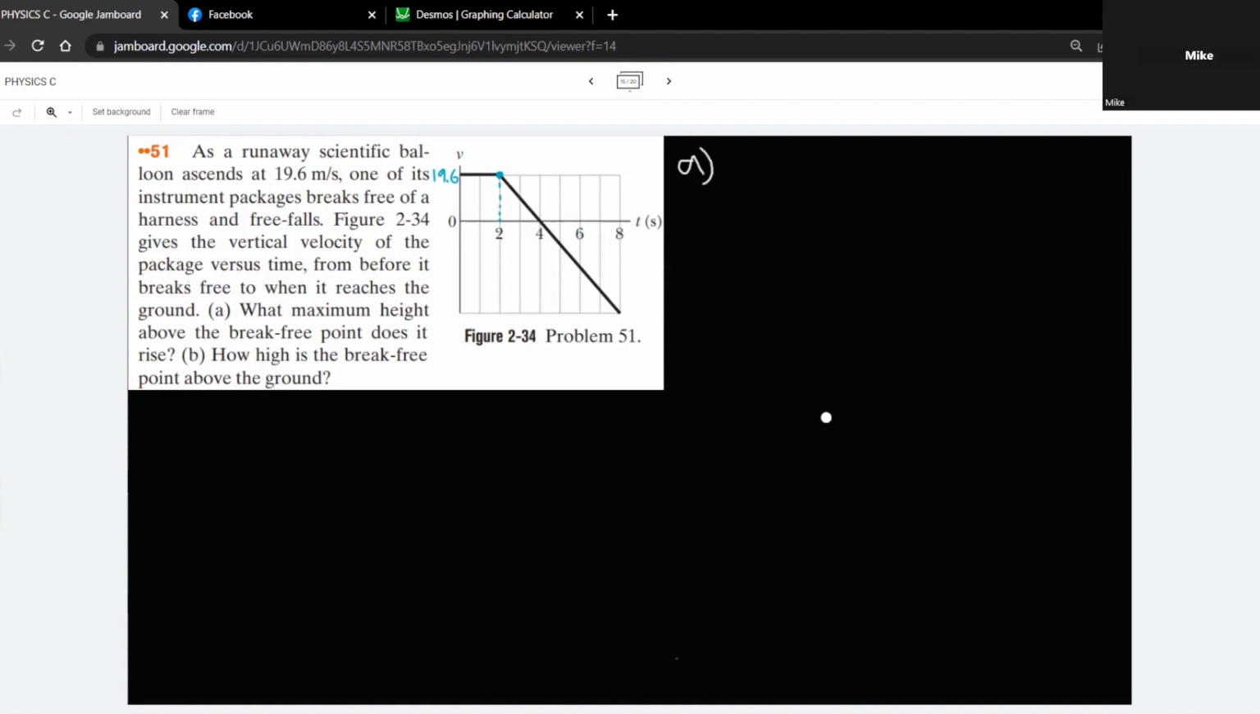Okay, so what maximum height above? The break-free point happens at t equals 2. Tapos yung maximum height occurs when t equals 4.